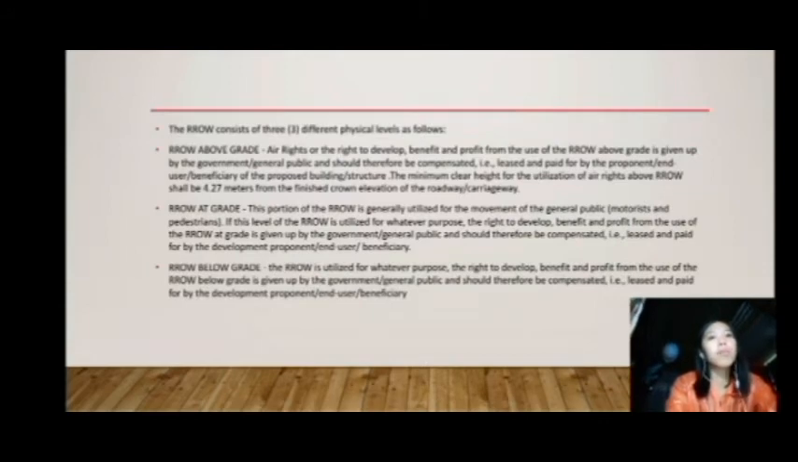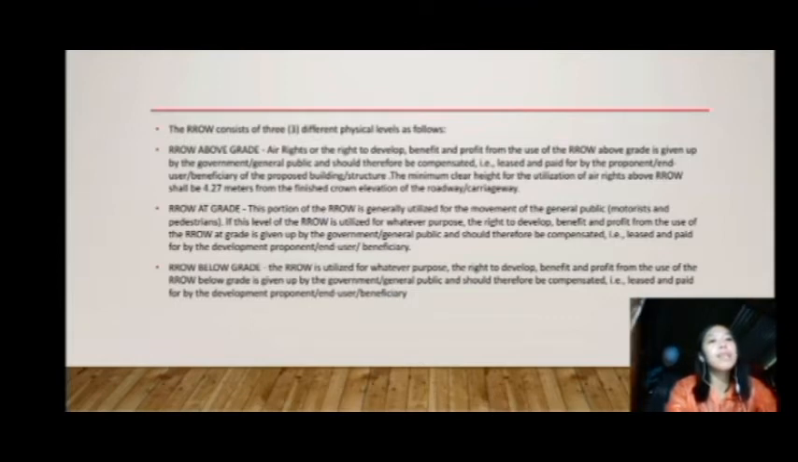The RROW consists of three different physical levels as follows: RROW above grade, RROW at grade, and RROW below grade. For RROW above grade, air rights, or the right to develop, benefit, and profit from the use of the RROW above grade, is given up by the government, public, and should therefore be compensated.